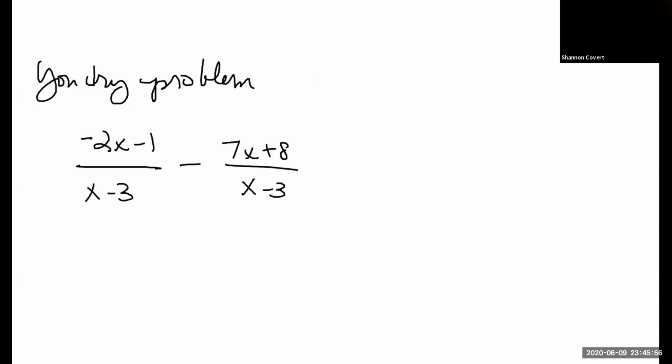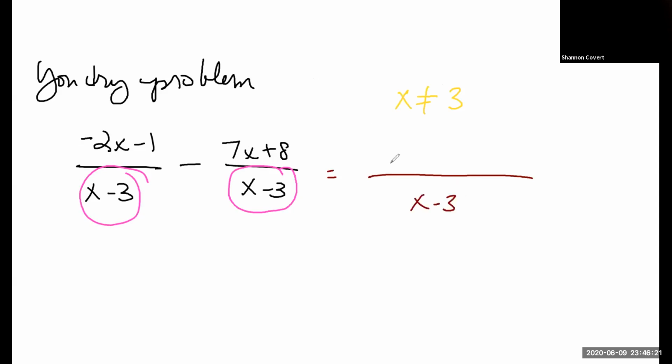I think I was fairly nice to you all. I was pretty excited because I gave you one that already had a common denominator. That makes life much simpler. Restrictions first. X cannot equal 3. That wasn't a very good color choice. We can keep that denominator. I don't have to do any kind of manipulation.